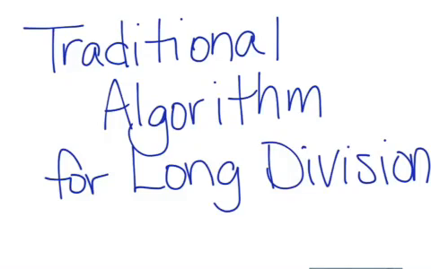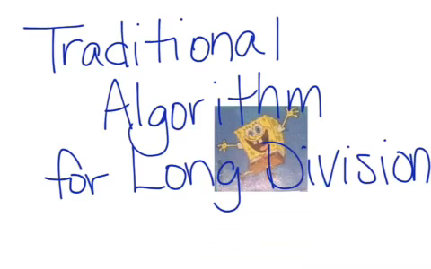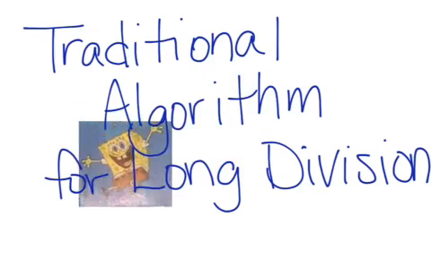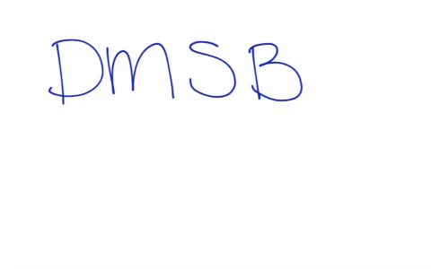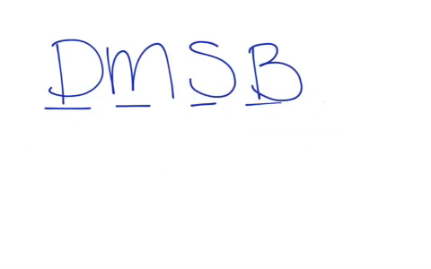In this lesson, we are going to do the traditional algorithm for long division. Remember this acronym, DMSB. Do, my, super, best. It stands for divide, multiply, subtract, bring down. These are the steps for long division.